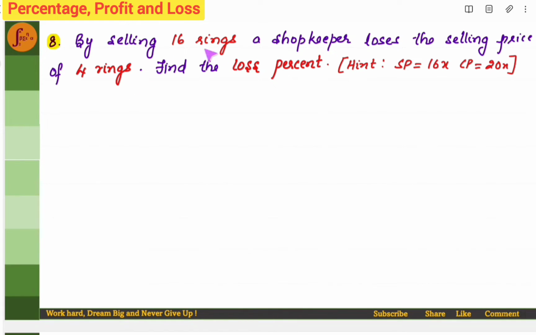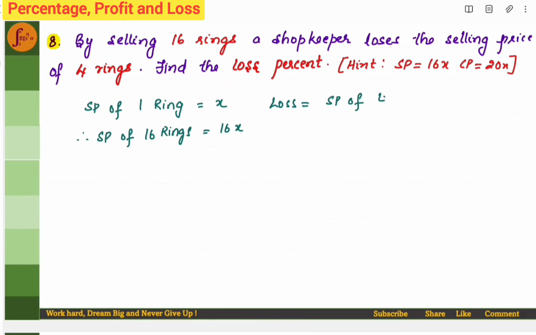We don't know the selling price here, right? Let's assume the selling price of one ring is equal to X. Therefore, selling price of 16 rings would be 16 times X. What is the loss? Loss is 4 rings. Selling price of 4 rings is the loss. He loses the selling price of 4 rings. That is, loss is equal to selling price of 4 rings. Selling price of one ring is X. So therefore, selling price of 4 rings is 4 times X, right? 4 into X. So this is his loss. We'll have to find loss percent.